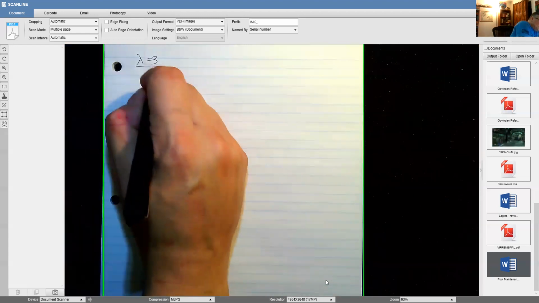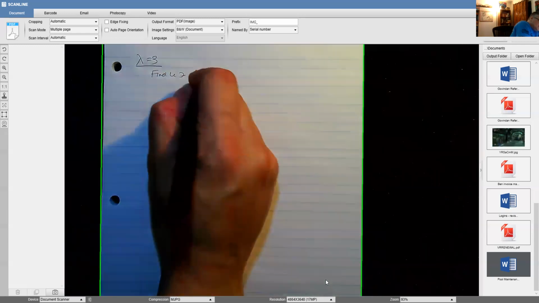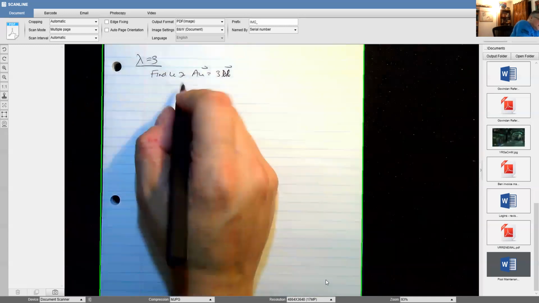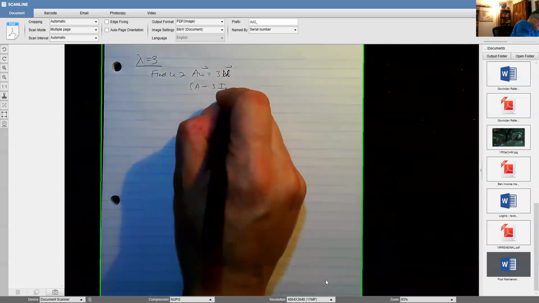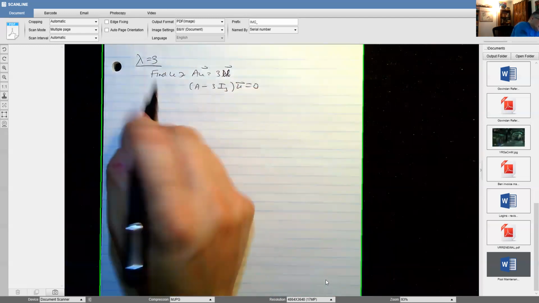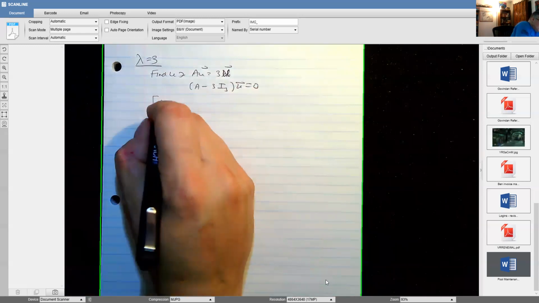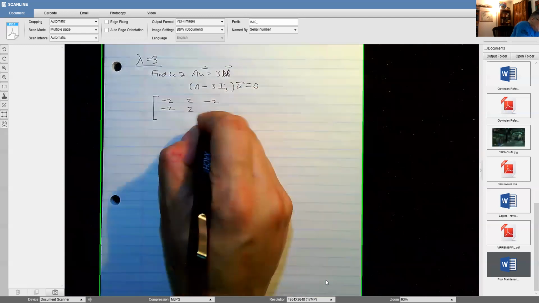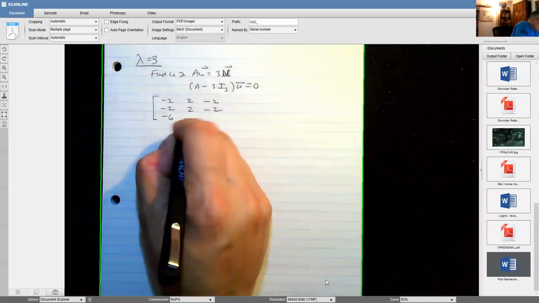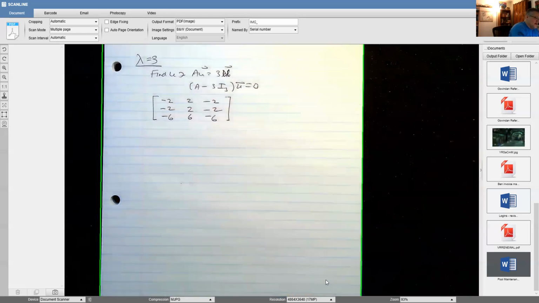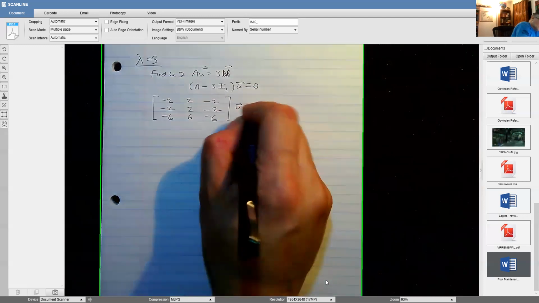You want to find u such that Au is equal to 3u. And so that is (A minus 3I)u equal to 0. All right, so I'm going to subtract 3 from the diagonal of A. If I do that, I get -2, 2, -2, -2, 2, -2, -6, 6, -6. Okay, that's if I take my original matrix A, subtract 3 from the diagonal, that's what I get.